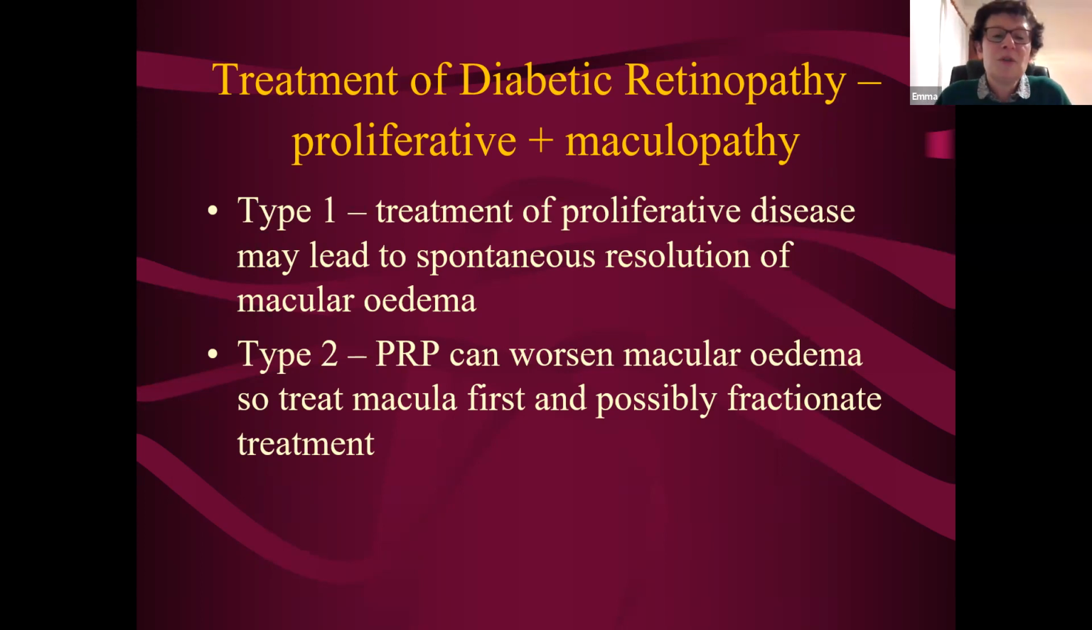But with a type 2, definitely PRP will worsen the macular edema. So treat the macula first, and possibly you may fractionate the treatment. Again, probably not now, because we have the anti-VEGFs up our sleeve as well, which is very useful.